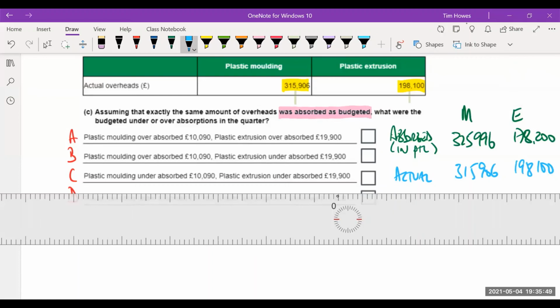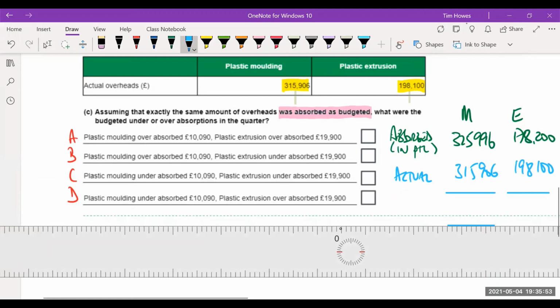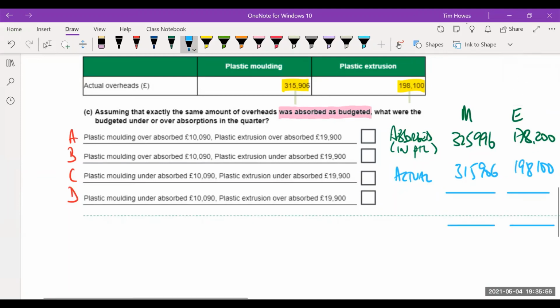Boom. Last time this evening, potentially. Let's get the ruler out. Boom. There we go. Au revoir. The difference between these two numbers is indeed £10,090. The difference between these two numbers is 19,900. Of course, you've got to look at them. The accountant has bunged in 325,996, but there is actually only 315,906.